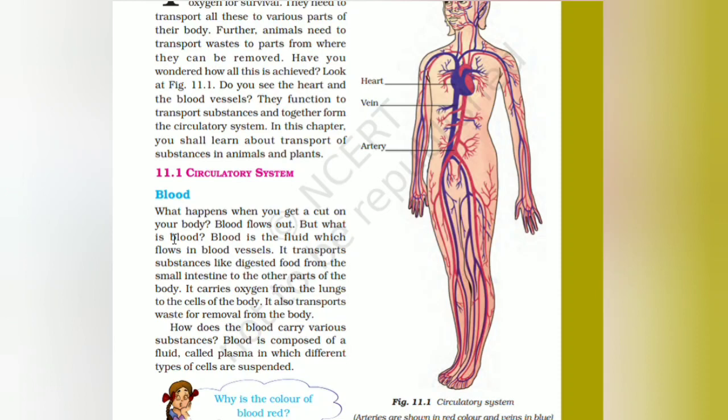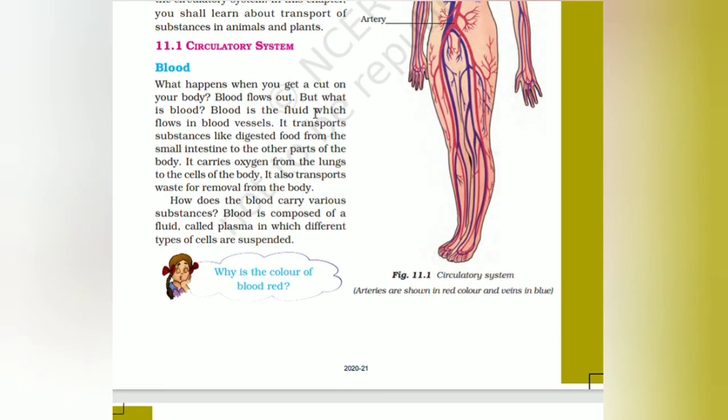Circulatory system. What is the circulatory system? It mainly deals with the blood. What happens when you get a cut on the body? Blood flows out. But what is blood? Blood is the fluid that flows in blood vessels. It transports substances like digested food from the small intestine to the other parts of the body. It carries oxygen from the lungs to the cells of the body. It also transports waste for removal from the body.